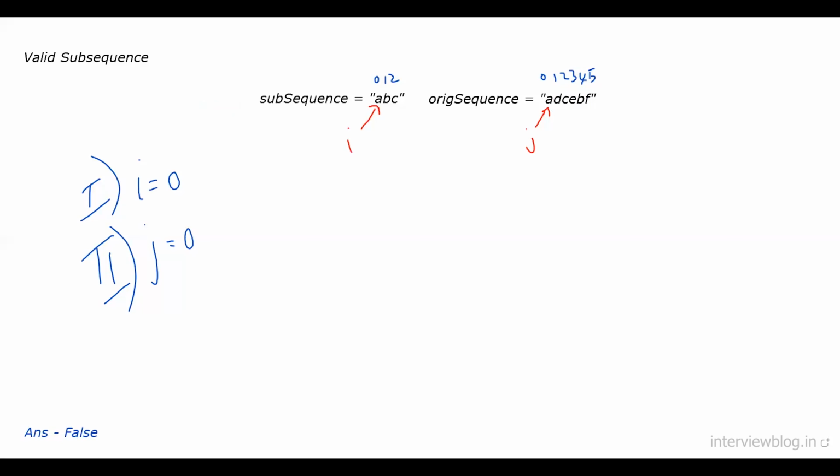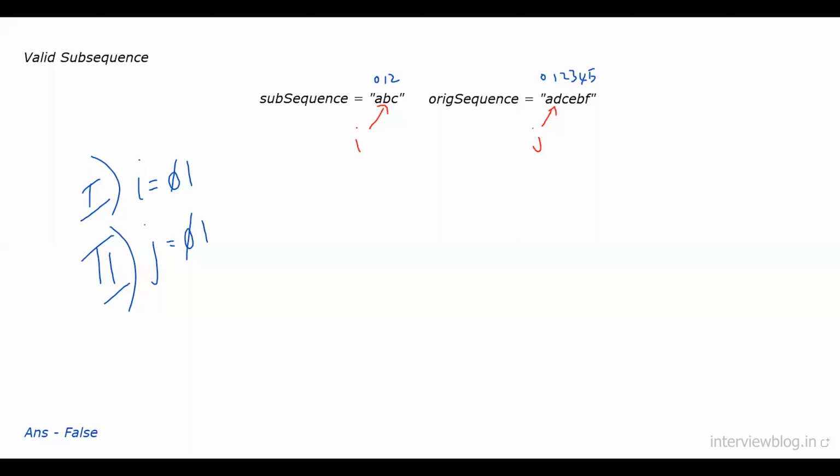Initially, both of my I and jth pointers will point to the index 0. So I'll be comparing the character that is present in the 0th index of the subsequence to the character that is present in the 0th index of the original sequence. Since both of these characters are equal to each other, I'll be updating both the pointers. So I'll be updating my ith pointer from 0 to 1 and my jth pointer from 0 to 1. That is, I'll be moving both my pointers one step forward.